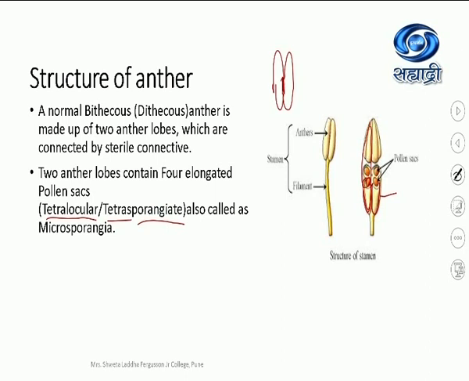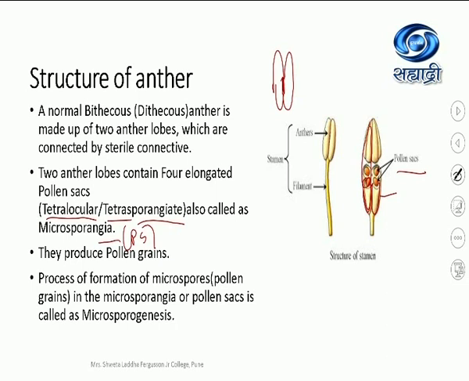Also called as microsporangia. Remember these words, very important words. Bithecous, dithecous anther, tetralocular or tetrasporangiate, microsporangia, pollen sacs. In simple words, microsporangia are also called as pollen sacs. You can see here the labeling, pollen sac. What is their function? They produce pollen grains.